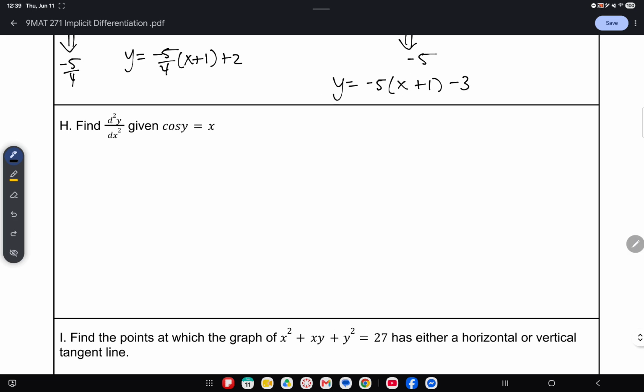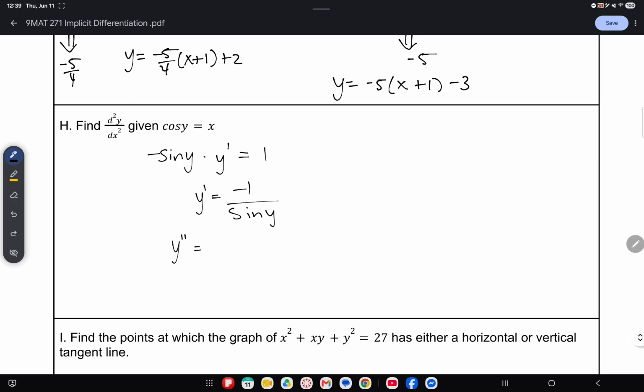All right, this next one, we have 2 derivatives. So let's find the first one. So cosine of y, it's going to be negative sine of y times y prime equals 1. Isolate y prime, so y prime is 1 divided by, I'm going to put the negative up top, so -1 over sine of y. Now I need to do a second derivative.